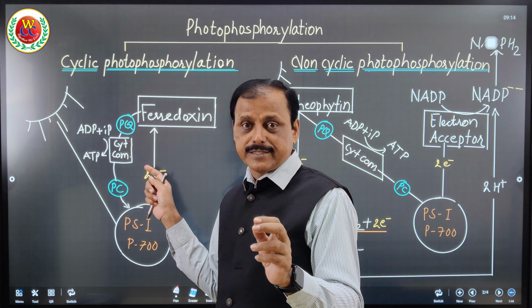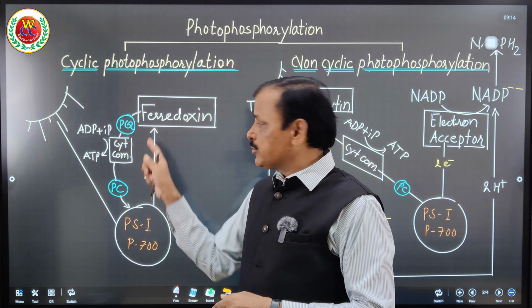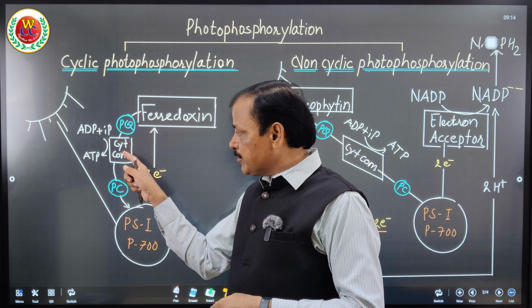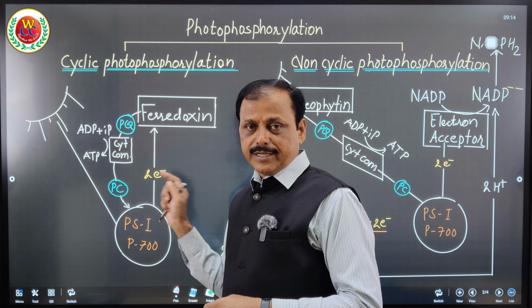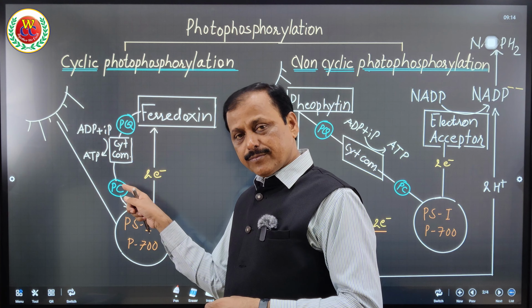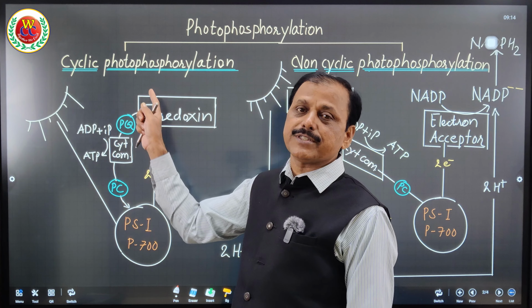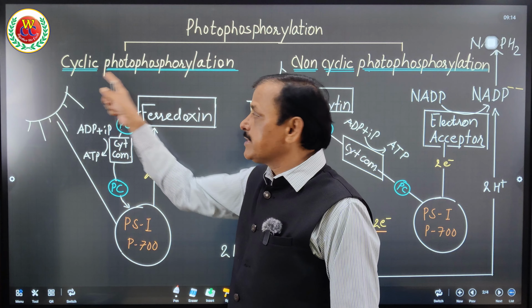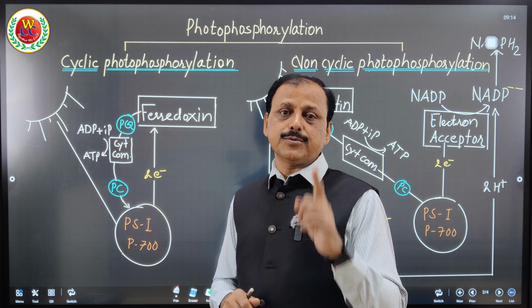You please refer to this for NEET. But as a part of the syllabus, what is given in your book, I have to explain. So here, the ATP is produced while transferring electron from the cytochrome complex to plastocyanin. Now the electron from plastocyanin reaches back to the original position from which it was released, and therefore this process is known as cyclic photophosphorylation. I hope you got it.